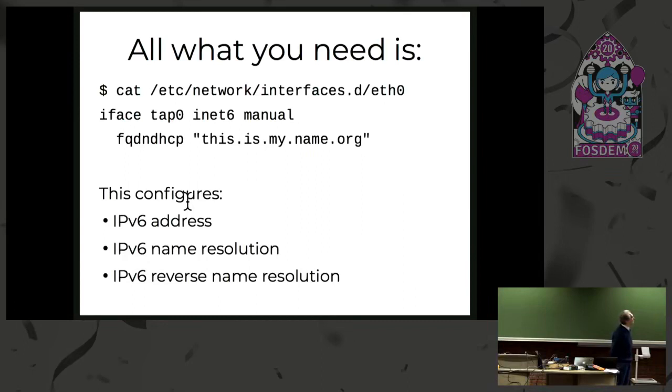Here, eth0 is just an example: the interface you want to give an address, and just the name. And everything must be configured in an automagical way. We want this to configure the actual IPv6 address of the machine, the DNS for the direct resolution, and the DNS for the reverse resolution. How can it be done?